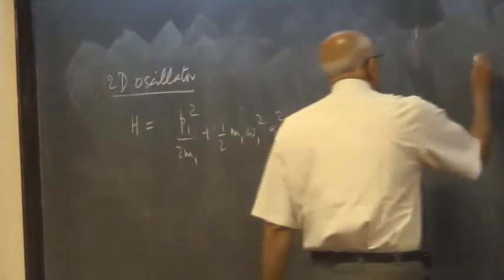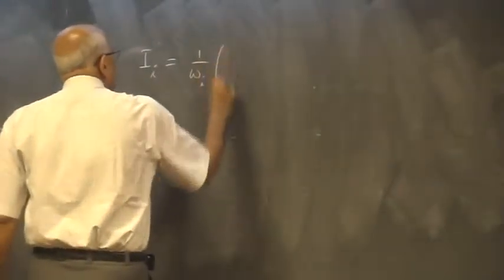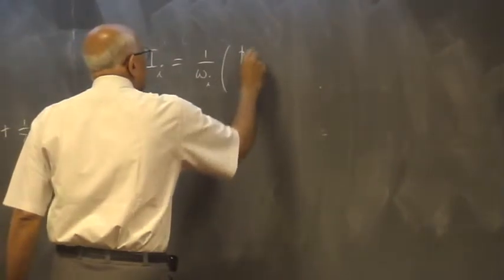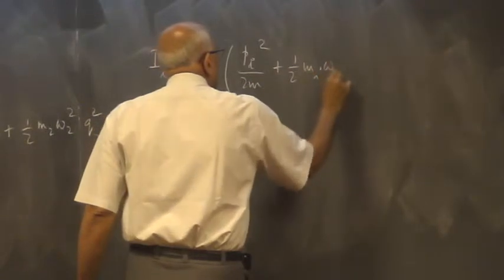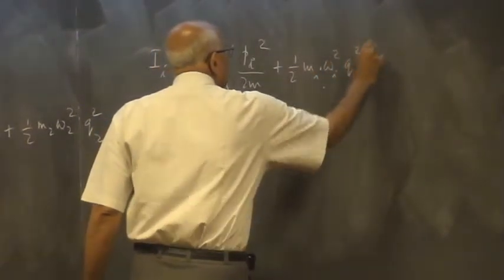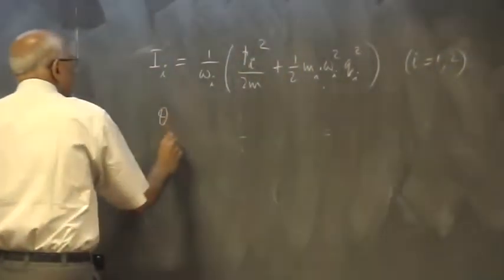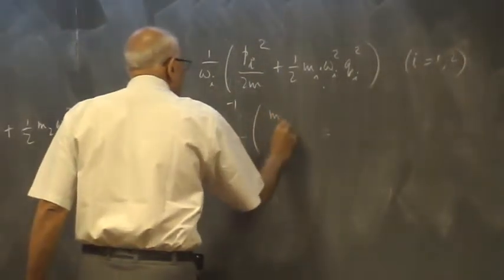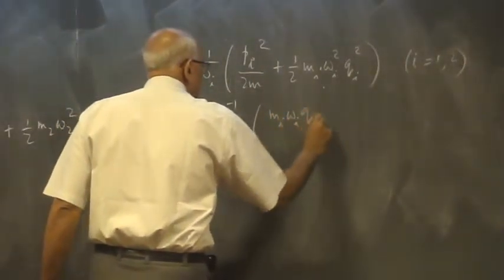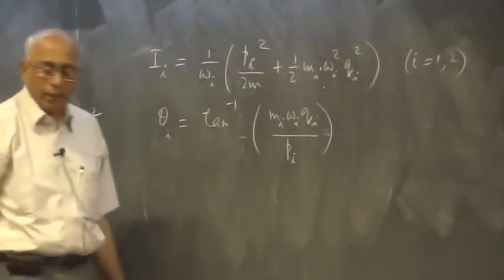What are the action variables here? Well, you know that if you choose I_i equal to 1 over omega_i times (p_i squared over 2m_i plus 1/2 m_i omega_i squared q_i squared), i equal to 1 and 2, and theta_i equal to tan inverse of m_i omega_i q_i over p_i, so that the dimension is right. If you choose these, yeah.